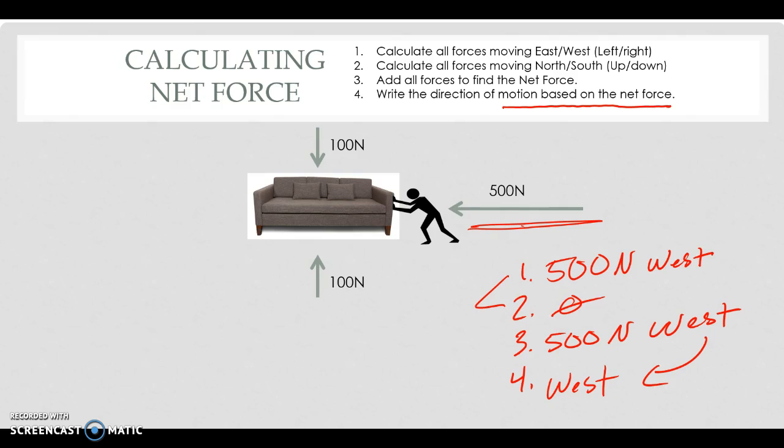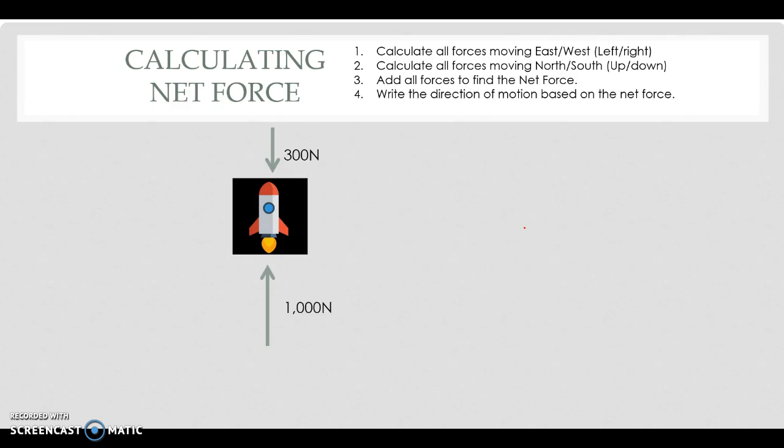Let's go ahead and try just one more example. So here we have a rocket ship, and again we're going to follow our 4 steps. Calculate the forces moving east and west. Well, I don't see any. There aren't any forces going east or west like you see these. So that's a 0. Number 2, the north-south forces.